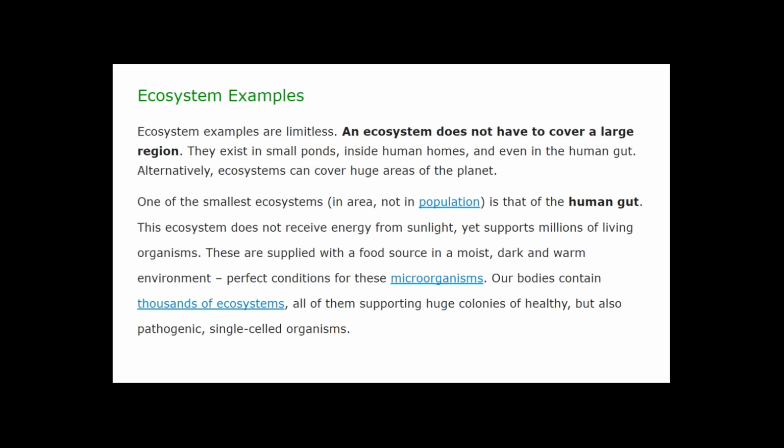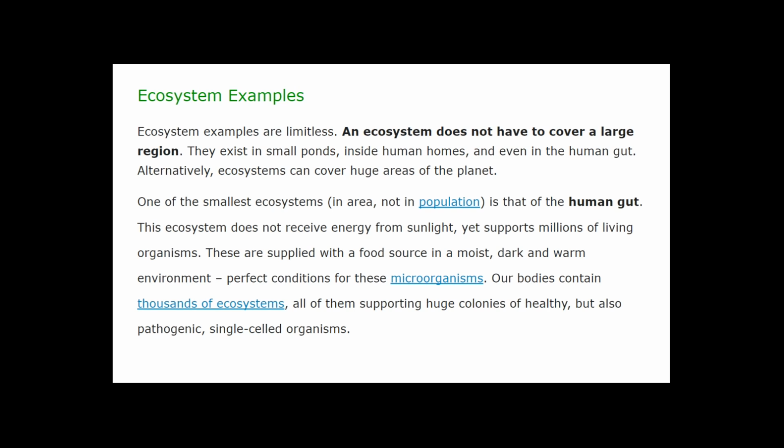So the point there is an ecosystem does not have to cover a large region. They exist in a small pond, inside human homes, and even the human gut. So the human gut can be an ecosystem. Alternatively, ecosystems can cover huge areas of the planet. So there's a wide range to the different types of ecosystem that are present.